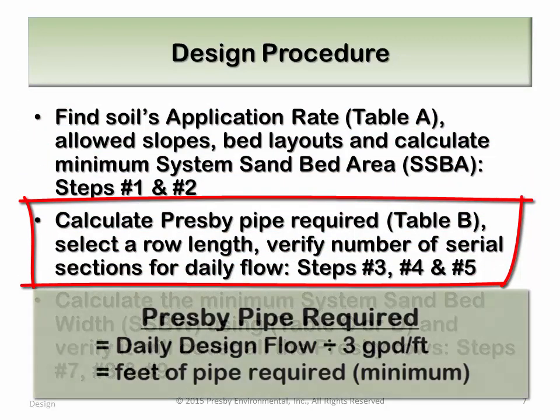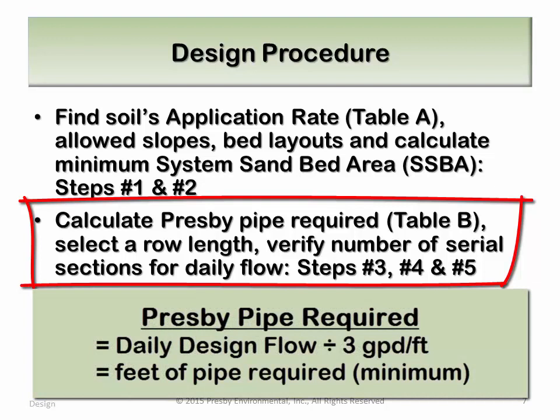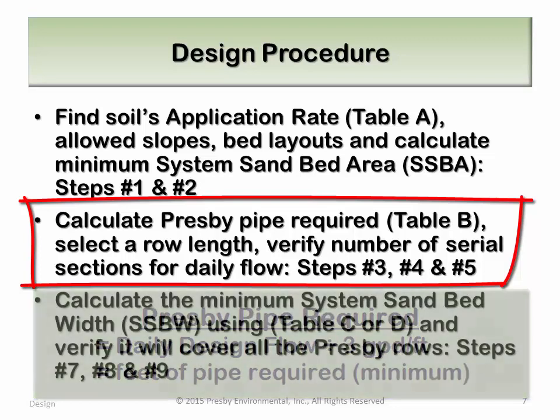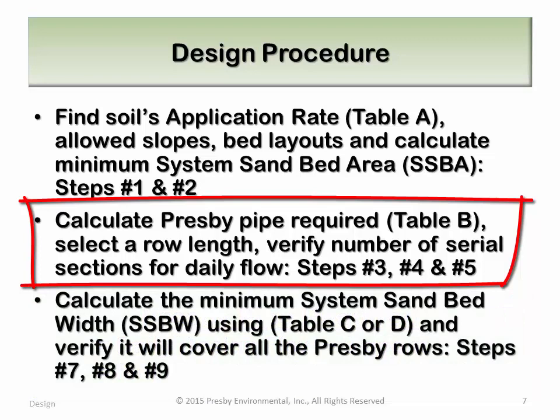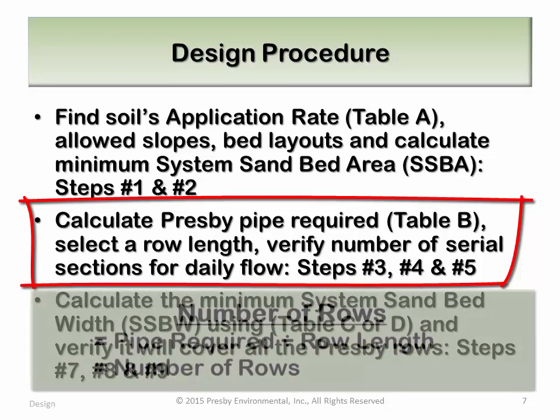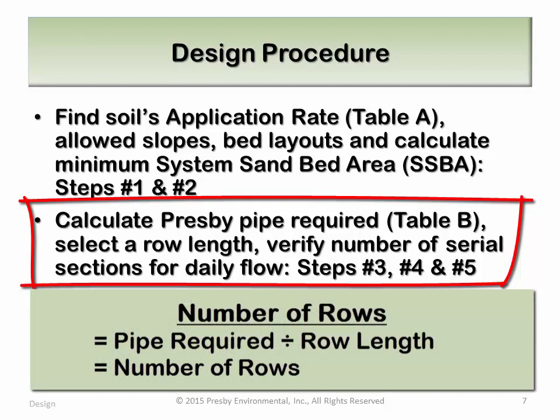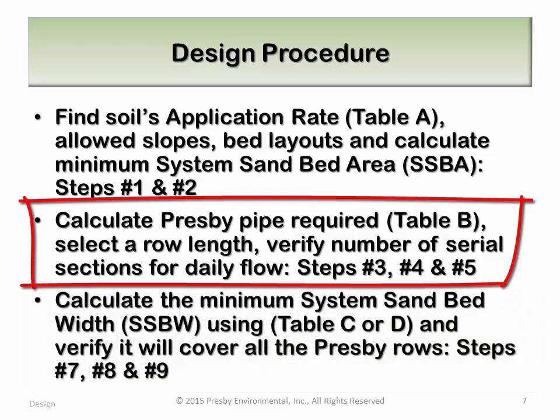Next, we calculate the Presby pipe required by dividing the daily design flow by 3 gallons per day per foot, which is taken from Table B. We can then decide on a row length that is suitable for the site. Once we know the row length, we would then divide the Presby pipe requirement by our row length to determine how many rows will be in our system.